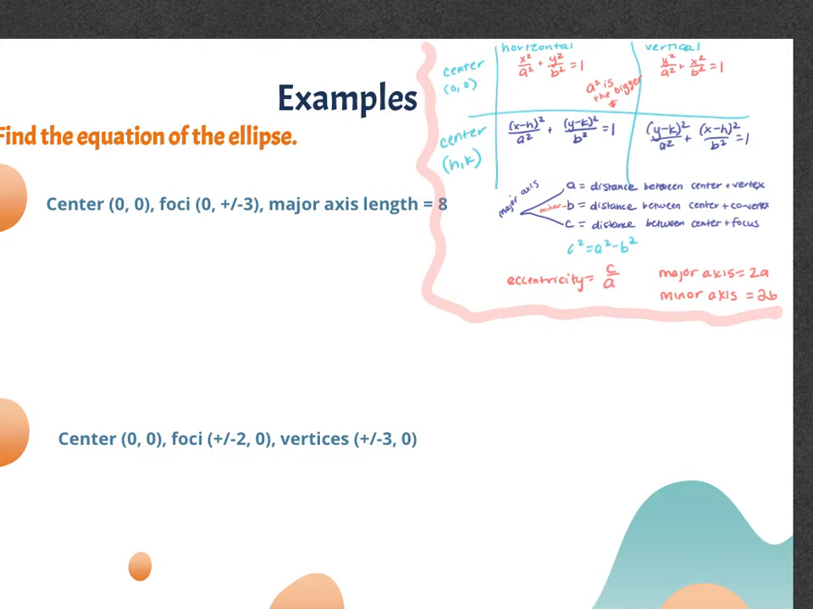So the first thing I'm going to do is draw myself a graph. I'm drawing out my graph with what I have, which is center at 0, 0. We go down that one, right? That means there's no H and there's no K. Focus is at 0, positive and negative 3. So I went up 3, down 3. And those are my foci.